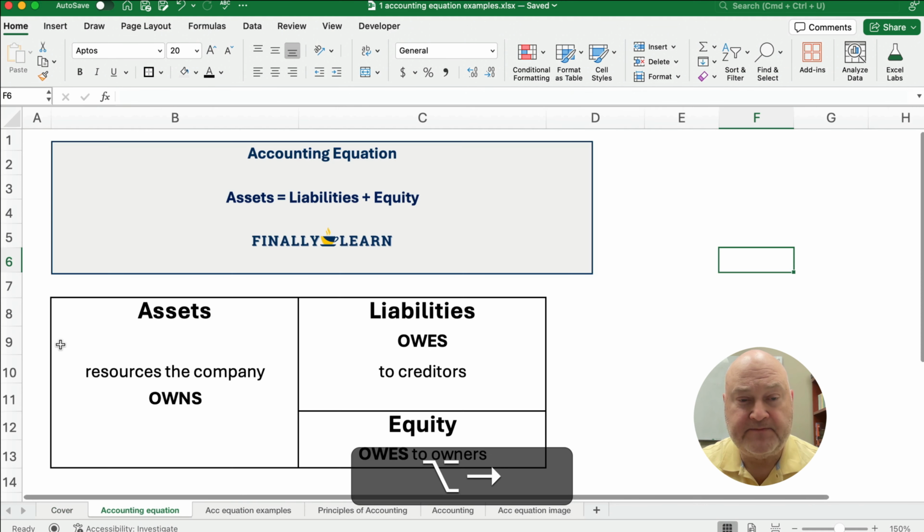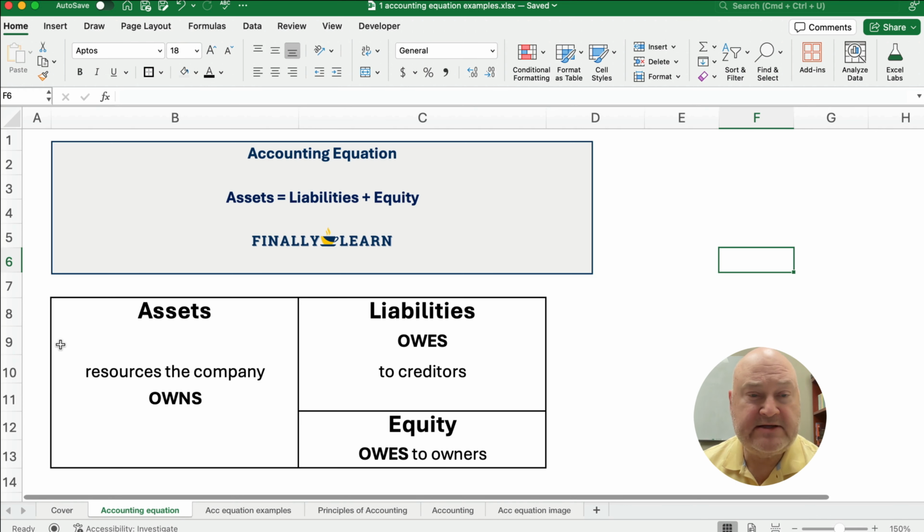So let's get started. Remember, the accounting equation is assets have to equal liabilities plus equity. Now, what are assets? Assets are resources the company owns, so it is things of value, economic resources. Liabilities are anytime we owe money to creditors. So these are debts. And then equity is what's left over. Equity is the idea of what the business would owe to the owners if we paid off all the liabilities.